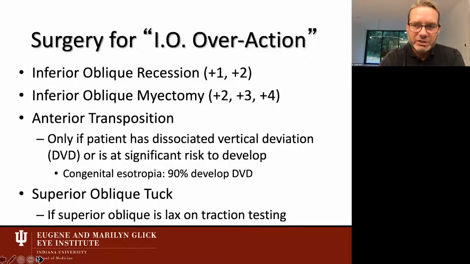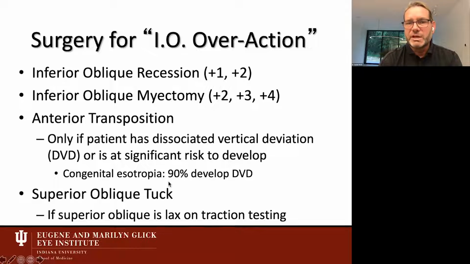All right. When do we do anterior transpositions? Well, as we'll talk about, we only do this when we think the patient either already has DVD, dissociated vertical deviation, or is at significant risk to develop DVD, right? Who's that? That's the congenital esotropia patients, because when you follow those patients over time, at least in our population that we've studied at Indiana University, 90% of them have developed DVD by the age of 10. So super common. And that might sway you toward an anterior transposition, even if they don't have DVD yet, because a lot of times those don't develop until several years have gone by.